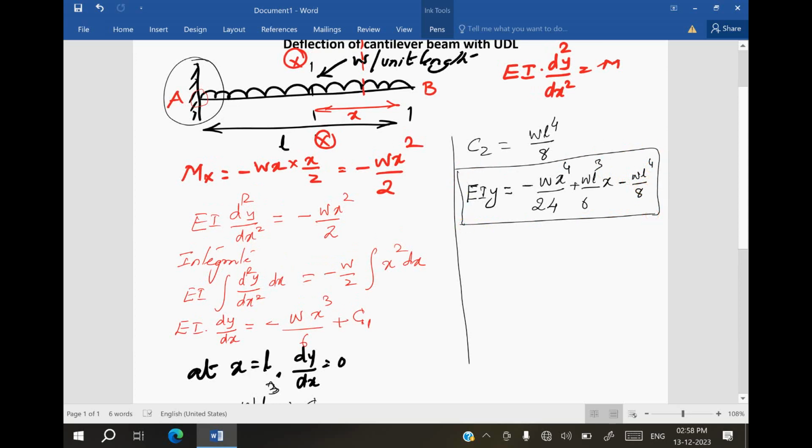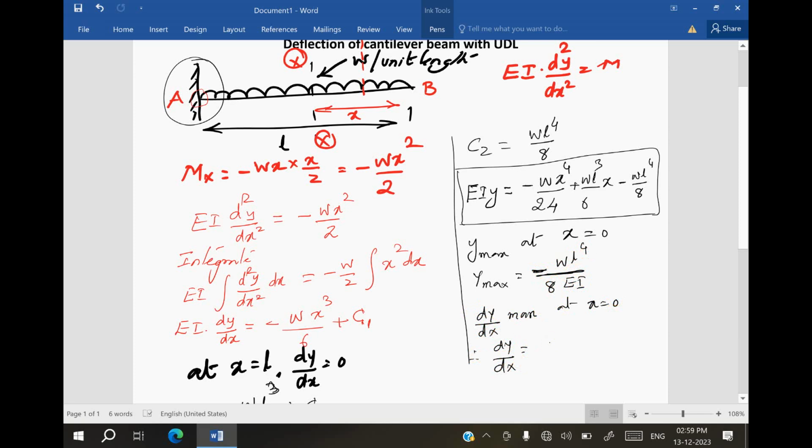Okay. So now when your Y is maximum, Y max at x is equal to 0, is it not? Therefore I can write Y max is equal to minus W L to the power of 4 divided by 8 EI. Okay. When is your dy by dx max? Dy by dx is max at x is equal to 0.